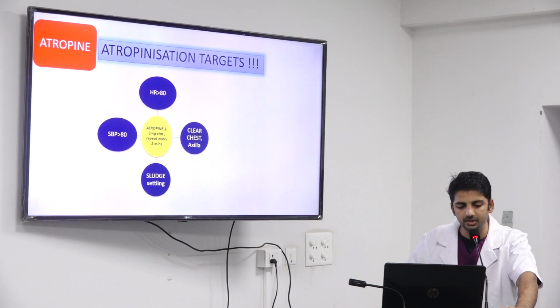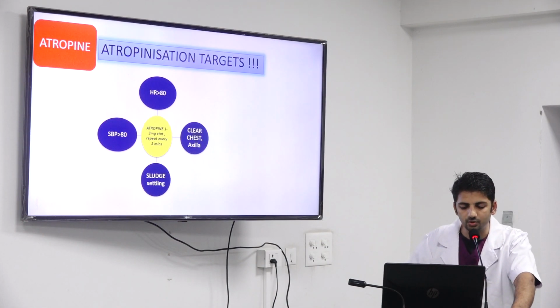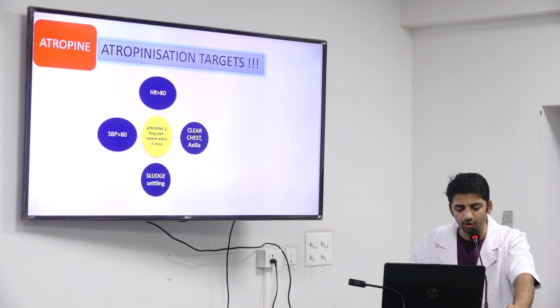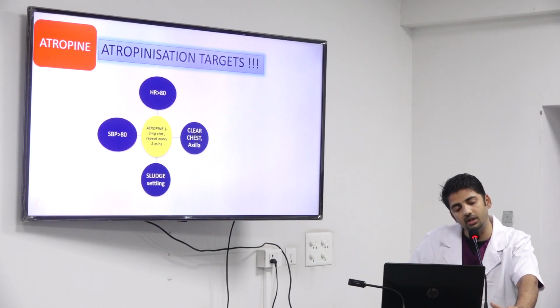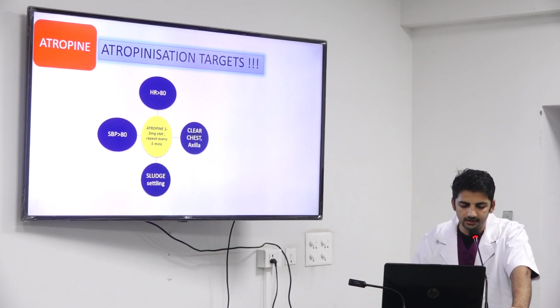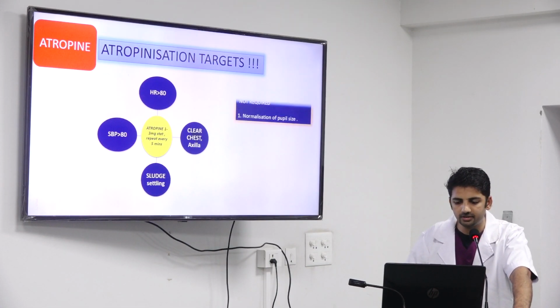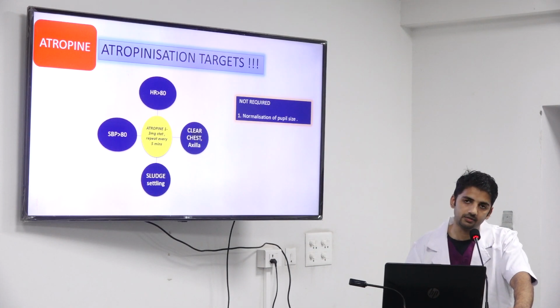Once we start giving atropine, our targets are heart rate more than 80, systolic blood pressure more than 80, and a clear chest, in the sense that bronchorrhea should settle down, and all the SLUDGE symptoms will settle down. These are the 4 criteria mandated to say atropinization has been achieved. One point recently removed is the pinpoint pupil. Pupillary size normalization is not required to say atropinization has been achieved.